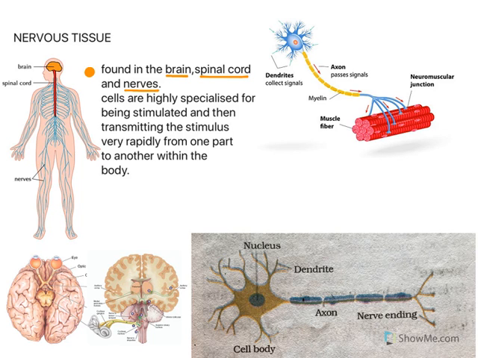Now this nervous tissue makes up the nervous system, and the nervous system of our body plays a very important role in different functions. It helps us to learn about our surroundings. It plays an important role in control and coordination of the whole system. Let us take an example of the eye.